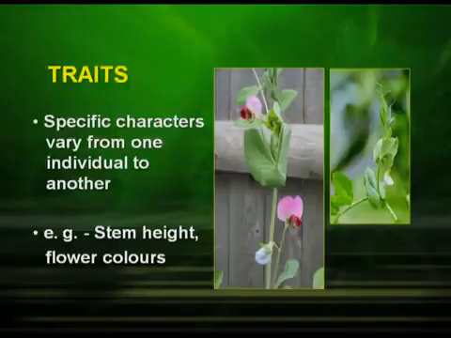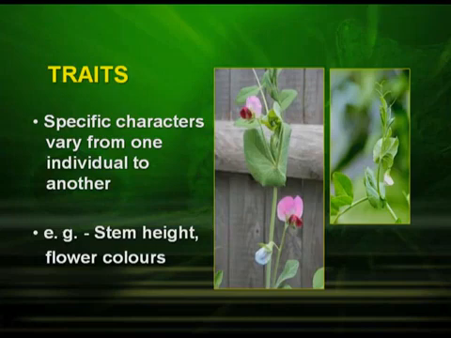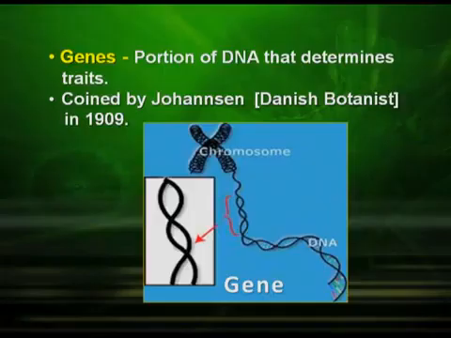Now, we often talk about traits. What are these traits? These are specific characters that vary from one individual to another. For example, take a plant: a tall plant and a short plant, or flower colors, maybe red or white. Different characters that we study in genetics are called traits. Now, what are genes? Genes are the portion of DNA that determines characters, and the term was coined by Johannsen, a Danish botanist, in 1909.